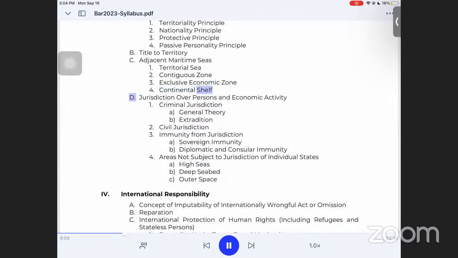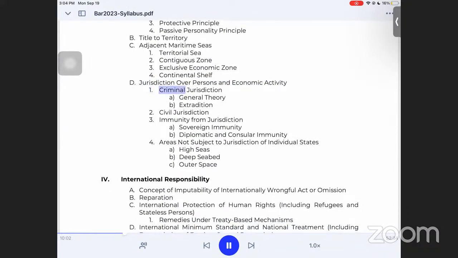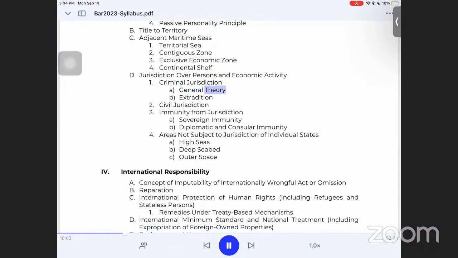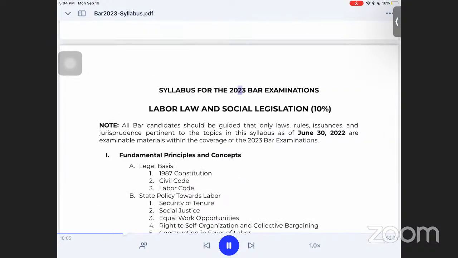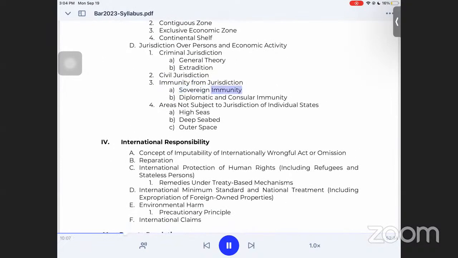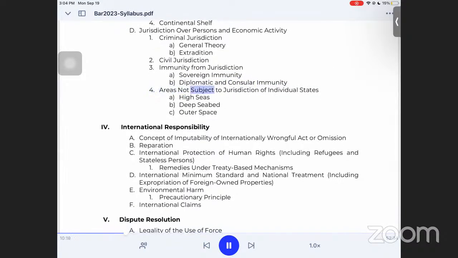4. Continental shelf. D. Jurisdiction over persons and economic activity. 1. Criminal jurisdiction. A. General theory. B. Extradition. 2. Civil jurisdiction. 3. Immunity from jurisdiction. A. Sovereign immunity. B. Diplomatic and C. Consular immunity. 4. Areas not subject to jurisdiction of individual states.